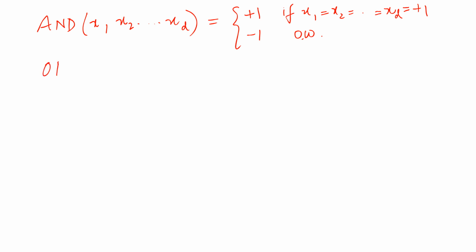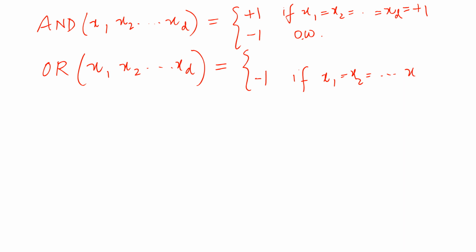All right, what does the OR function definition tell us? Well, for x1, x2, and so on up to xd, this is going to be -1 if my x1, x2, and all of these are -1, and it's going to be +1 otherwise. All right, so this is the basic definition of the AND and the OR function. And why do we care about this definition? Well, if you think about it, the AND and the OR functions are nothing but perceptrons themselves. Okay, so how does that help us?